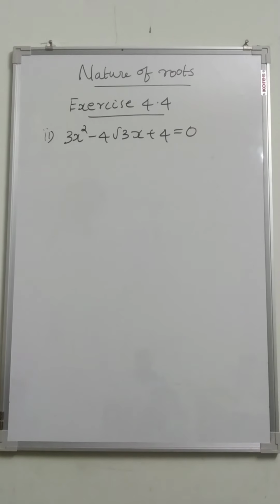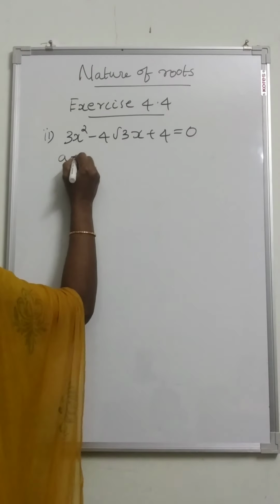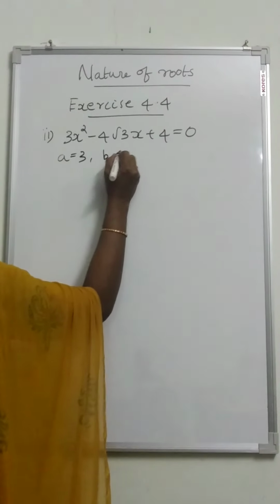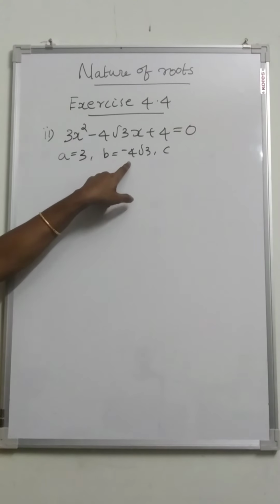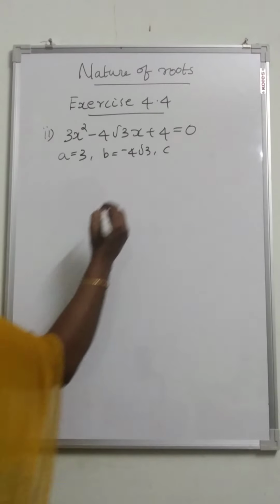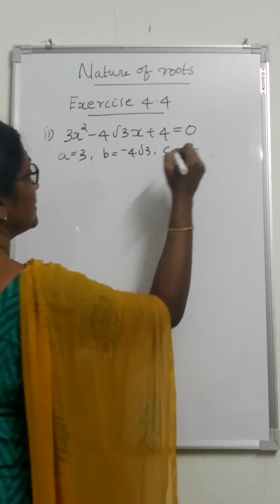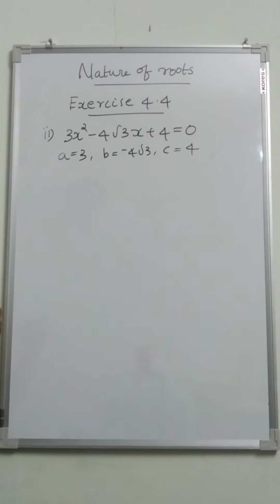Second one, 3x square minus 4 root 3x plus 4 is equal to 0. Here, A is equal to 3, B is equal to minus 4 root 3 and C is equal to 4. First we have to find B square minus 4AC.